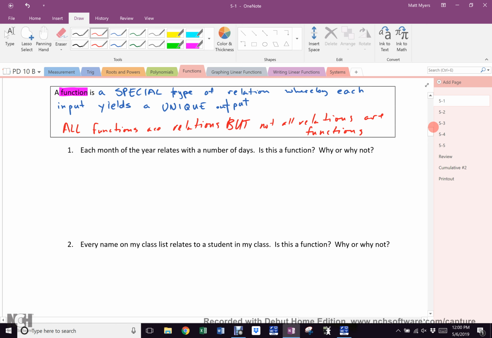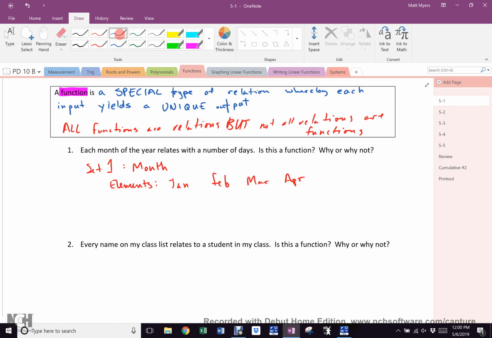Each month of the year relates to a number of days. Everyone agrees that's two sets? What is set one? That's month. What are the elements of set one? January, February, March, April, and so on. Yes?